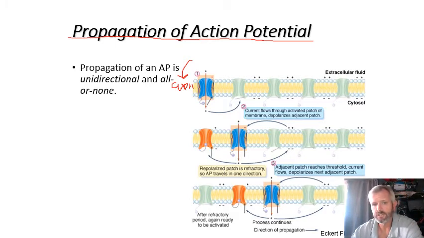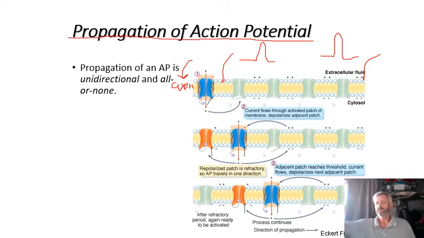The opening of this stretch of channels cues the opening of the next stretch. The opening of this stretch cues the opening of the next stretch, and boom, boom, boom. We're just re-upping the signal all the way down. That is why when I measure here, my action potential is like this, and when I measure here, it's the same, because in each stretch of the membrane I'm opening up a new set of sodium channels to give us our action potential. Okay.